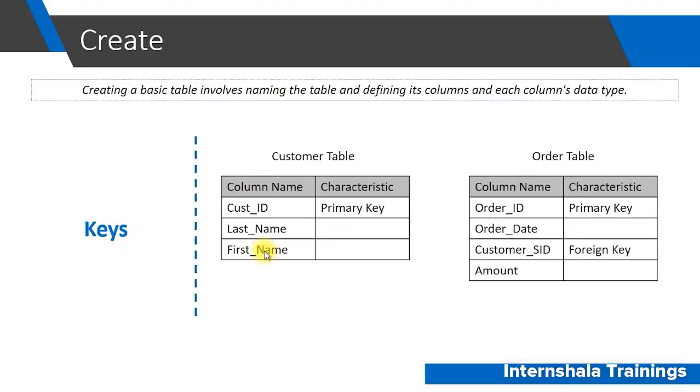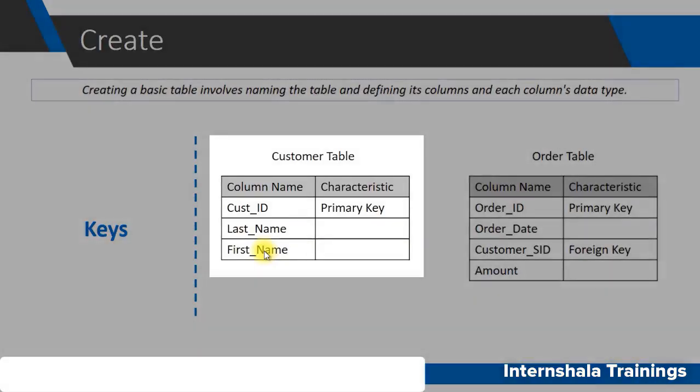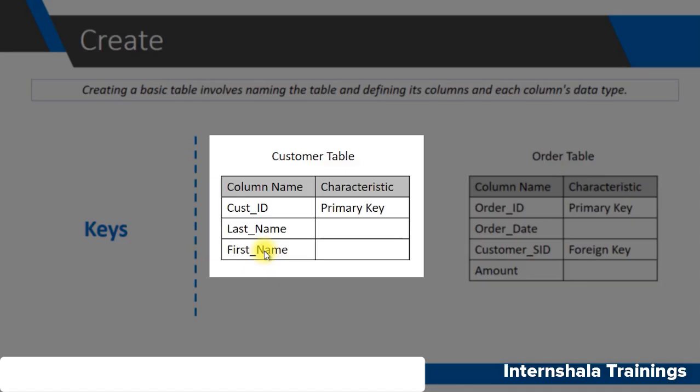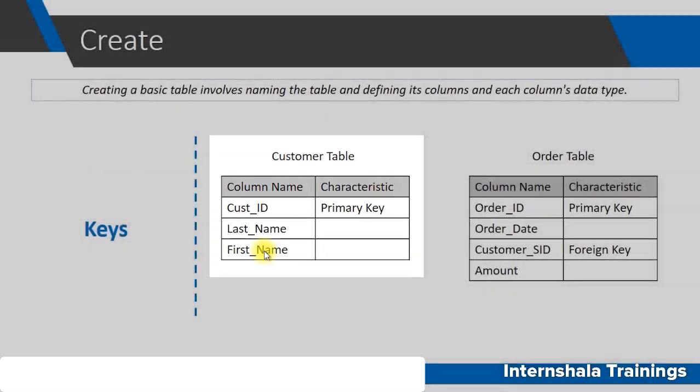So suppose we have one table which is a customer table and it is storing customer ID, customer's first name and customer's last name. We define customer ID to be primary key to identify each individual customer. Customer ID will not be duplicate. Each customer will have only one customer ID.